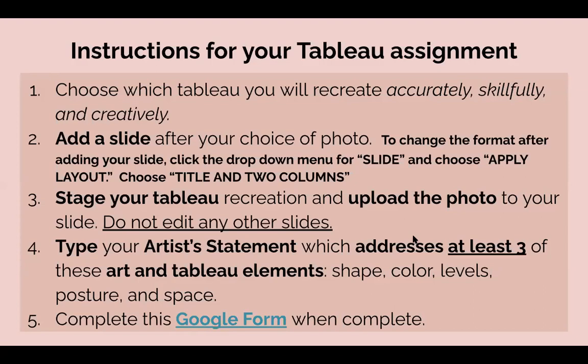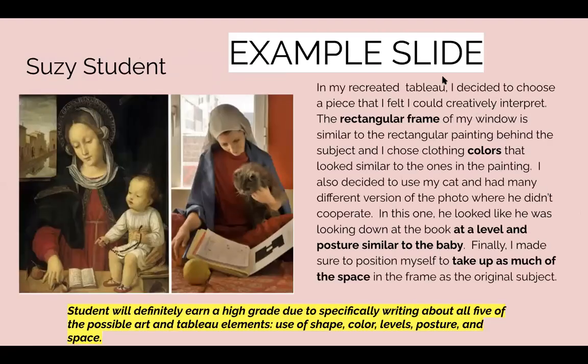And then you will type your artist statement, which addresses at least 3 of the art and Tableau elements: shape, color, levels, posture, and space. And then you'll complete this Google form, which is a link when you're complete. So to see what this slideshow looks like, I've given you an example of which template to use. I believe it's the title and 2 columns slide template. Your first and last name will go on the top. You'll upload your photo here, and then you'll write your artist statement here so that it will look similar to this. This is just an example.